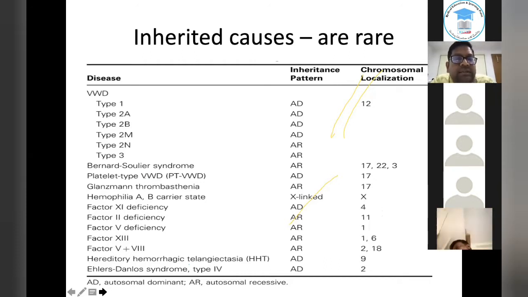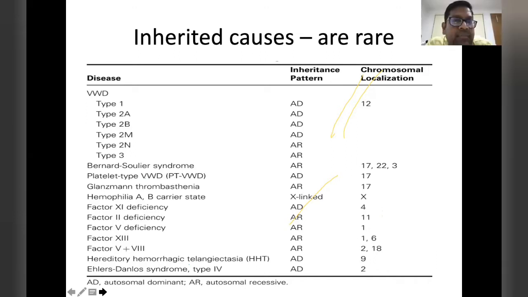And whenever there is an inherited bleeding disorder, the pattern of inheritance can be either X-linked, autosomal dominant, or autosomal recessive. And many times we face a lot of problems in remembering which one is autosomal dominant, autosomal recessive, or X-linked. A typical history of male members being affected, with females as carriers, is X-linked. And which one is your X-linked bleeding disorder?